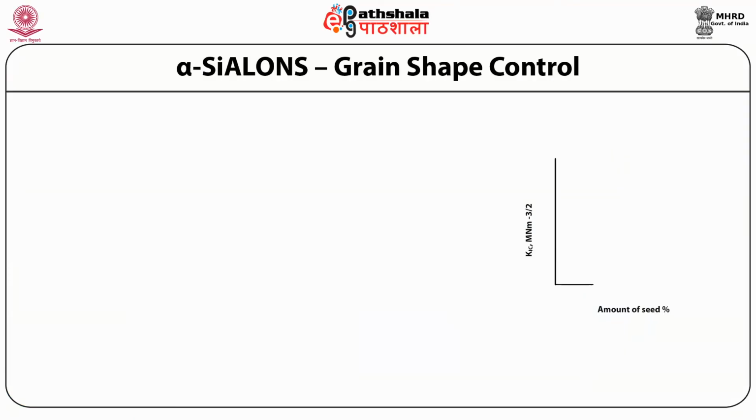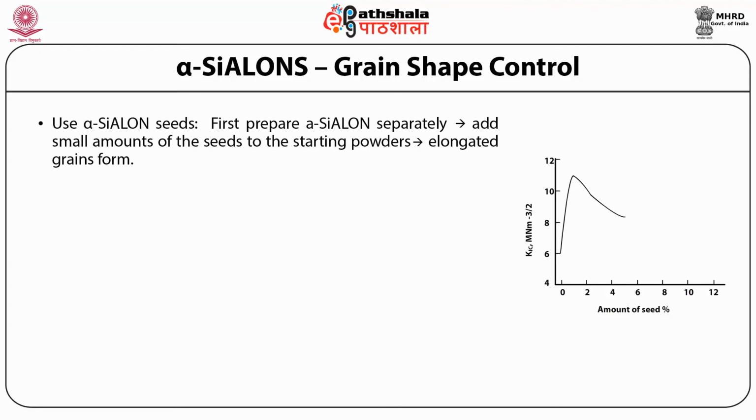Students, you can see on the left hand side a figure showing the amount of seeds versus fracture toughness for alpha-sialon. So even though it is possible to prepare alpha-sialon from suitable compositions using controlled heat treatment, the dependence of composition, temperature and phase stability on the nucleation rate makes the process difficult to control. An easier alternative is to use seeds of alpha-sialons in the starting powders.